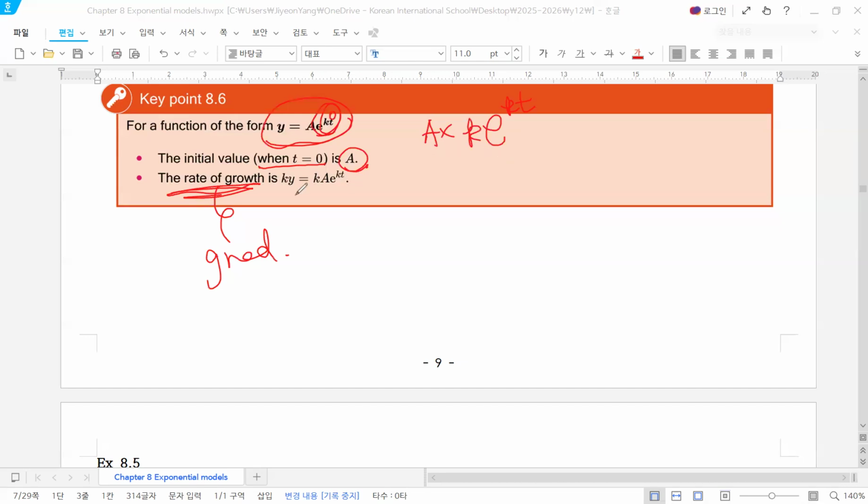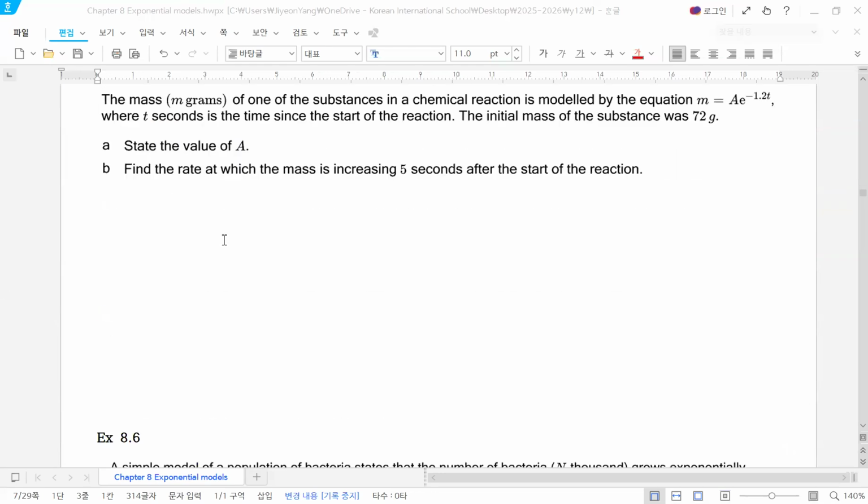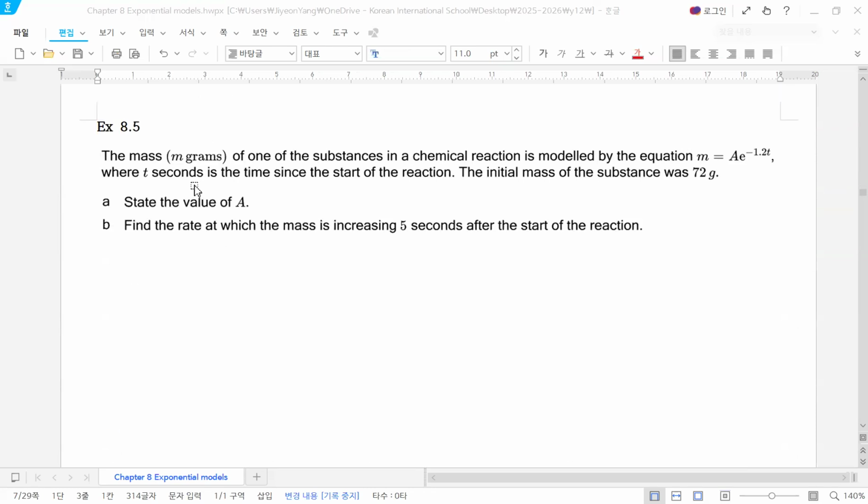Therefore, the rate of growth, this one is y, so ky, or k times a times e to the power of kt. That's just very natural. And then example 8.5, Bianca, please read this question.